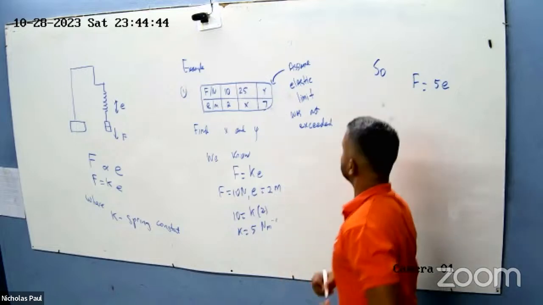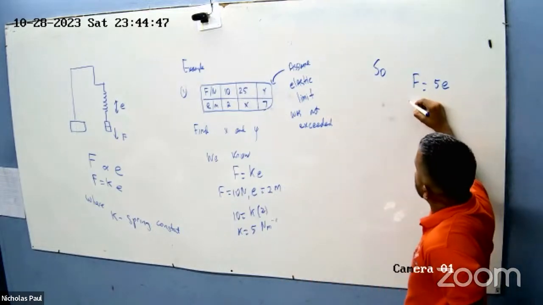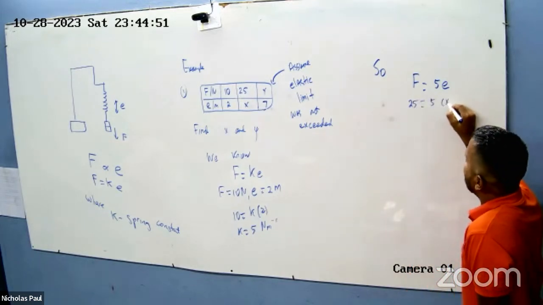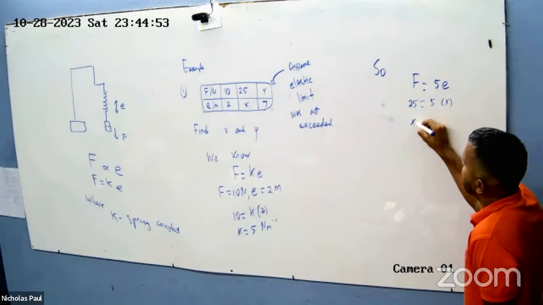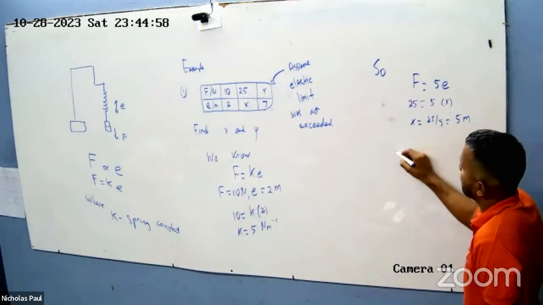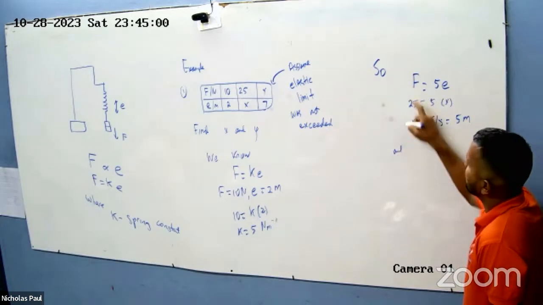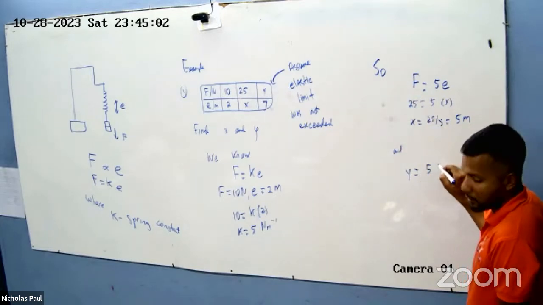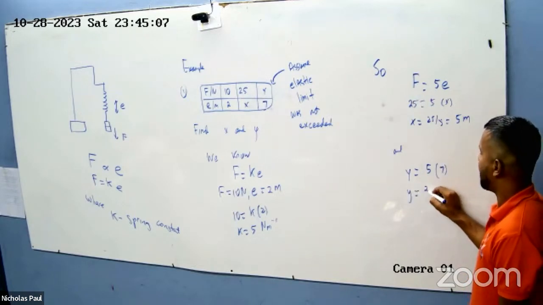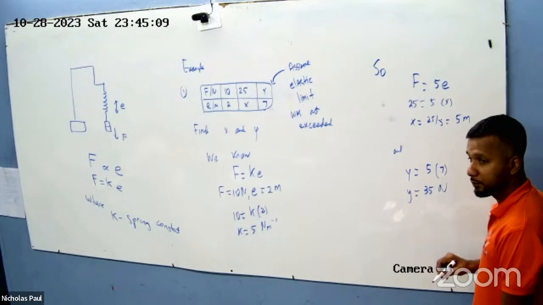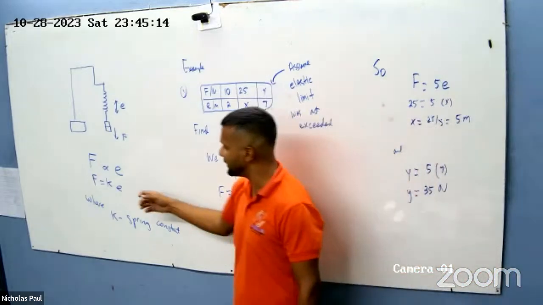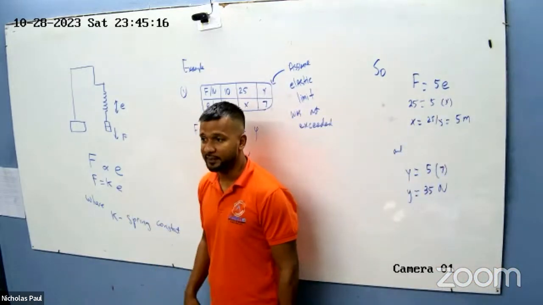All right, so let's see what you got. When F is 25, you want to find E, which is X. So 5X is 25, so X is 25 on 5, which is 5 meters. And when E is 7, Y is 5 times 7, so Y is 35 newtons. That's okay? Please make a little note that we cannot use this if the elastic limit is exceeded.